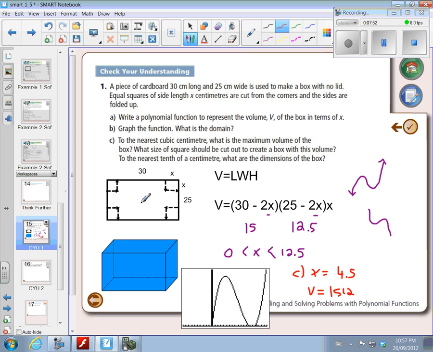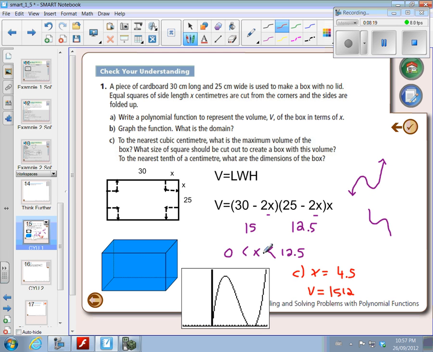Okay, so back to the question. They wanted to know what's the maximum volume. So the maximum volume is 1512 cubic centimeters. What size of square should be cut out to create this box? X was the single dimension of the square, so it'd be 4.5 by 4.5. And to the nearest 10th centimeter, what would be the dimensions of the box?